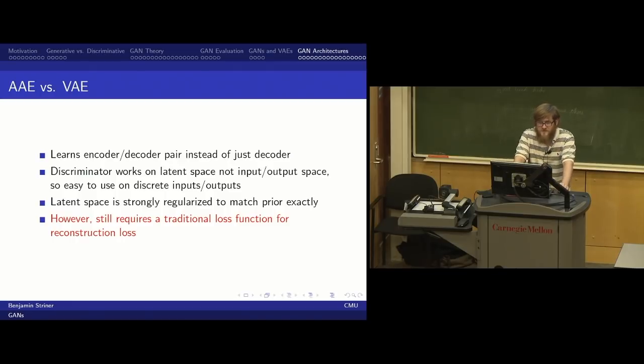But an advantage, too, is that the discriminator is working on something very simple. If I said discriminators are really hard to train, it seems like it would be much harder to train the discriminator to tell the difference between real images and fake images than to train a discriminator to tell the difference between real Gaussians and fake Gaussians. Those are simple spaces. Can you tell the difference between a real and a fake Gaussian? That's a much simpler discriminator. So AAEs are much easier to train for that reason.